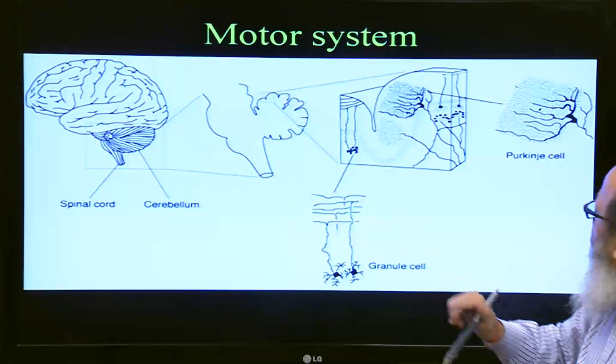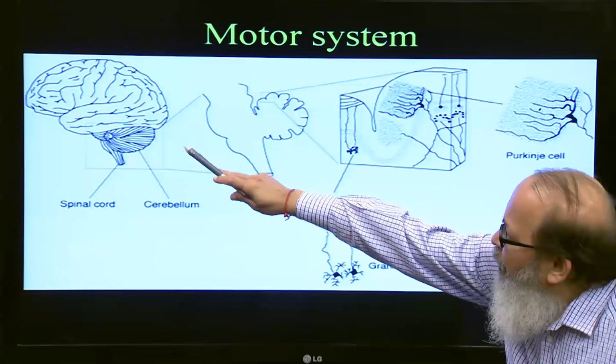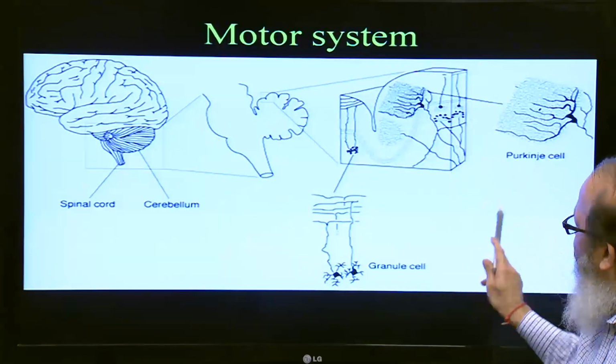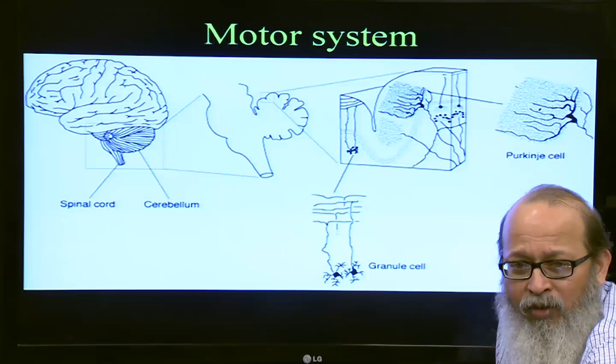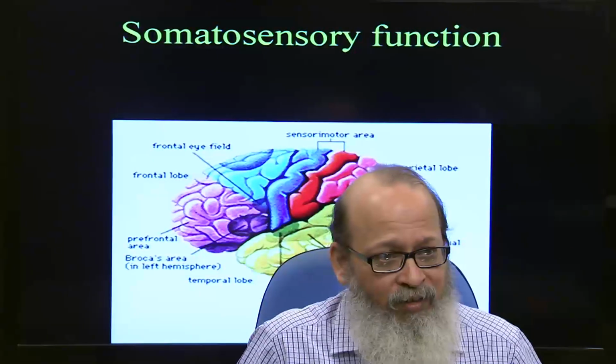So, this gives you the whole picture, and there is a structure called cerebellum. So, this whole system forms the motor system. Now, what is a motor system? Motor system is what controls your movement.